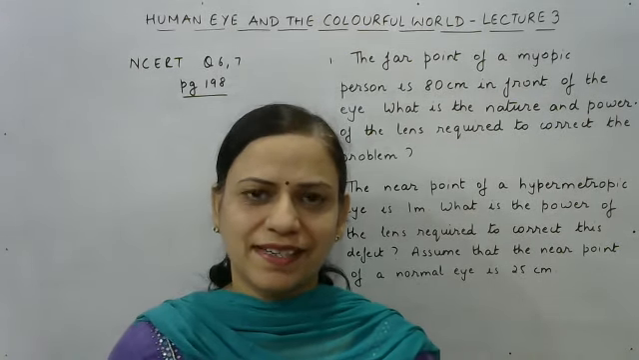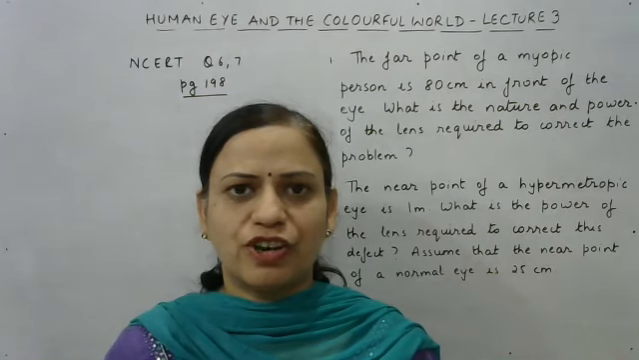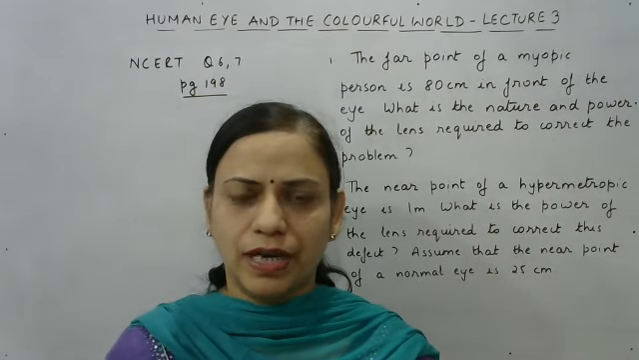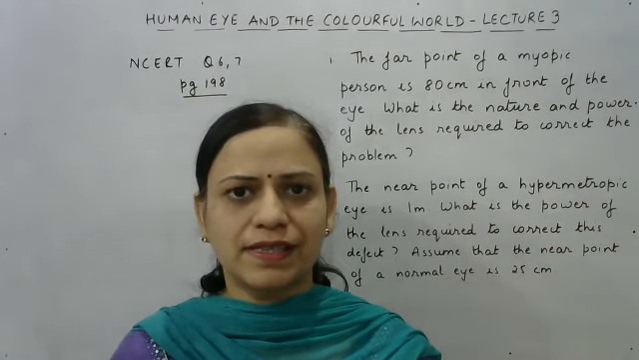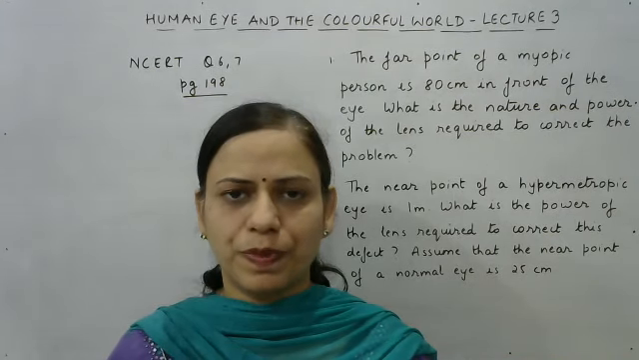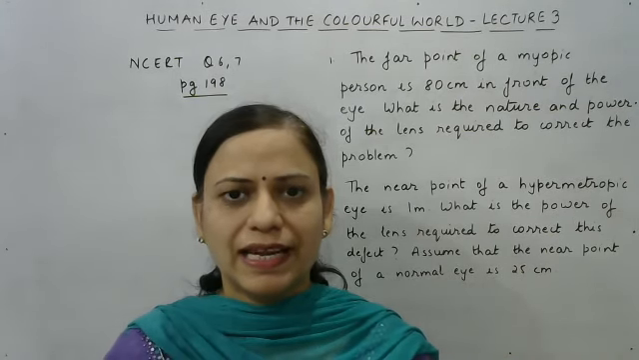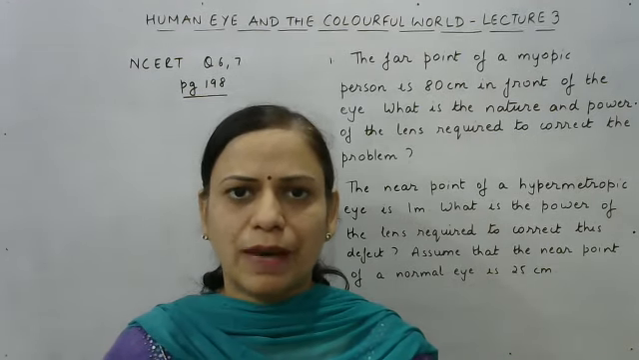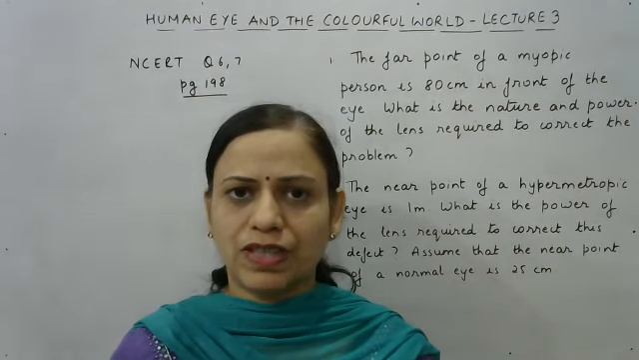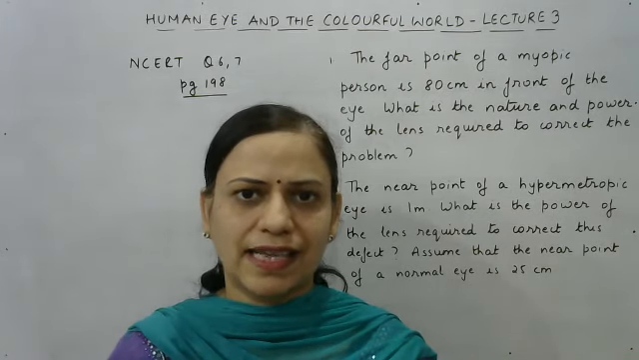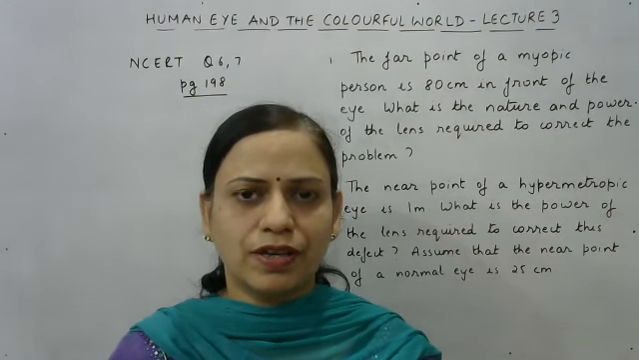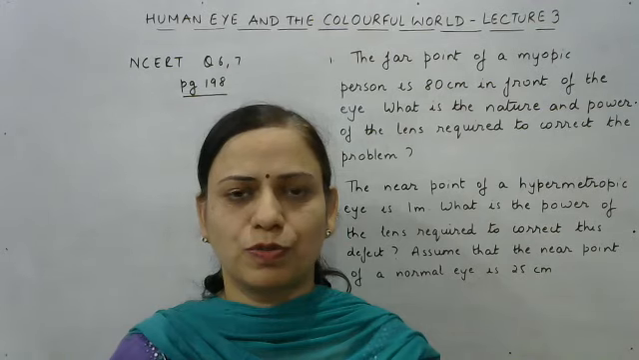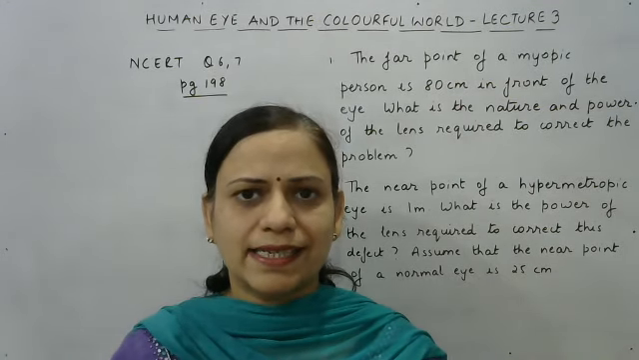Hello dear students. In lecture number 3 of the chapter Human Eye and the Colorful World, we are going to discuss some numericals based on the defects of vision, myopia and hypermetropia. In lecture 2, we discussed all the defects of vision in detail. So I presume by now that you must be thorough with the defects, and as I asked, you must have drawn those diagrams for practice in your notebooks. So let's get started with the numericals.